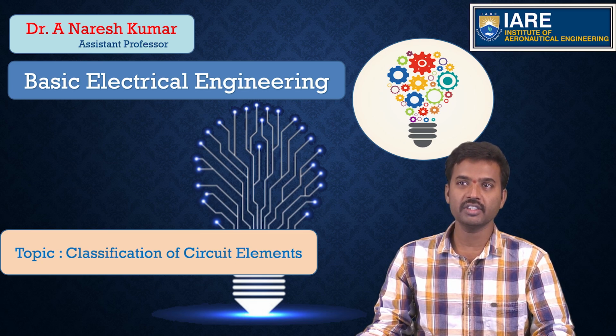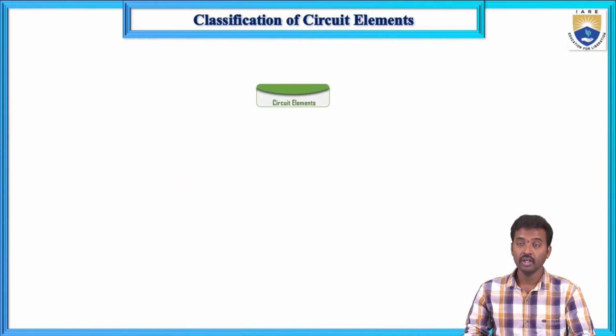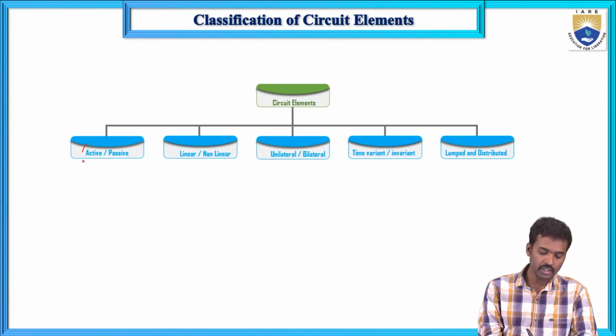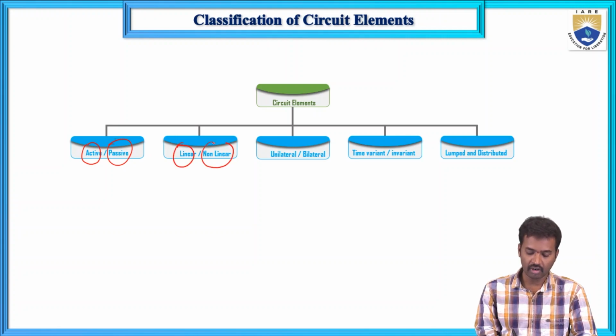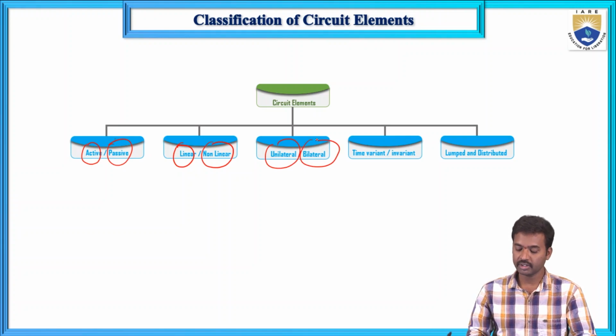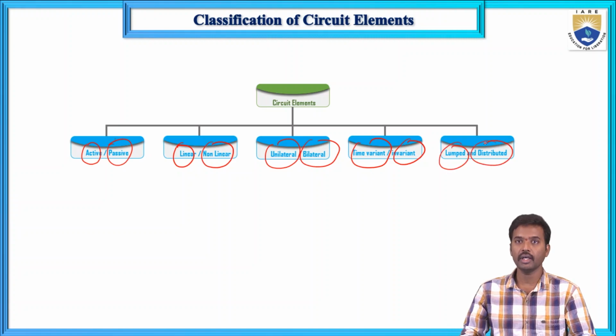Today we are going to have a discussion on classification of circuit elements. First, elements are classified according to circuit element behavior: active elements and passive elements, linear elements and non-linear elements, unilateral elements and bilateral elements, time variant elements and time invariant elements, lumped elements and distributed elements.